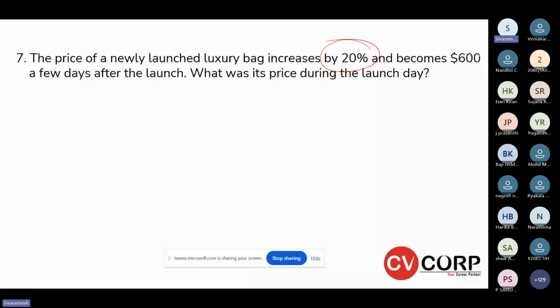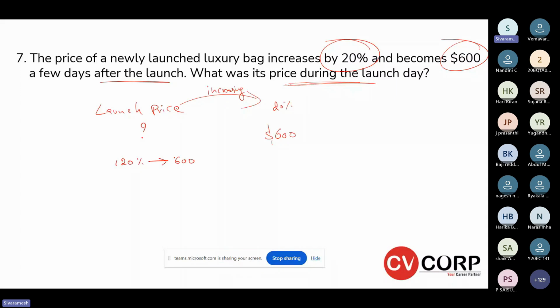Let's assume the launch price, which we don't know, is the initial price. After a few days the price of the bag is increased by 20%, and after increasing by 20%, the price became $600. What they are asking is the price of the bag during launch day. Can I say that 120% is $600? They are asking us to find the price during the launch day, which is 100%.